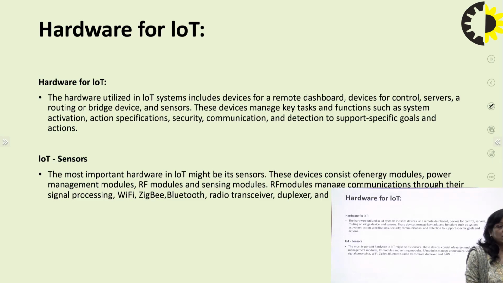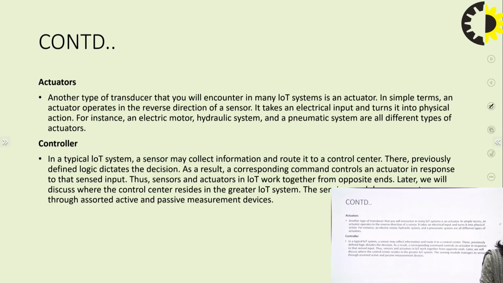The IoT sensor is the most important hardware in IoT. These devices consist of energy modules, power management modules, RF modules, and sensing modules. The RF modules manage communication through signal processing, Wi-Fi, Zigbee, Bluetooth, radio, transceiver, duplexer, and so on.